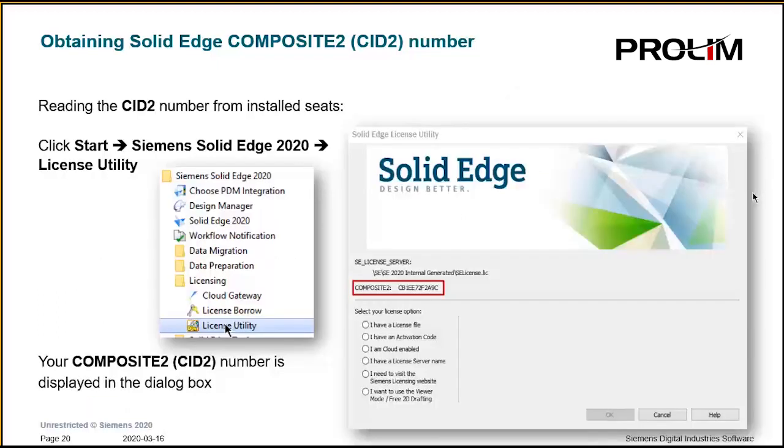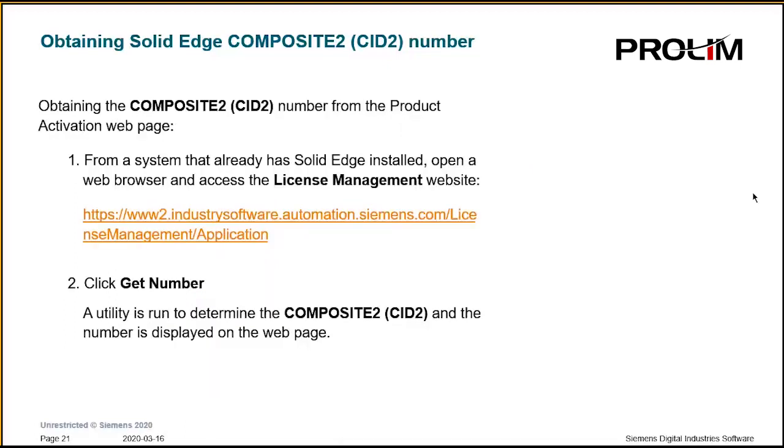Let's talk about the first method, reading the CID2 number from installed seats. Quite easy. You go to Start, Siemens SoundEdge 2020 or 2019, license utility, and you can read the composite 2 CID2 number right underneath the license server information. Quite easy, self-explanatory.